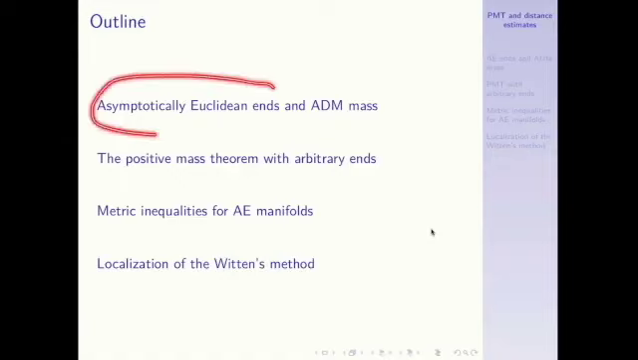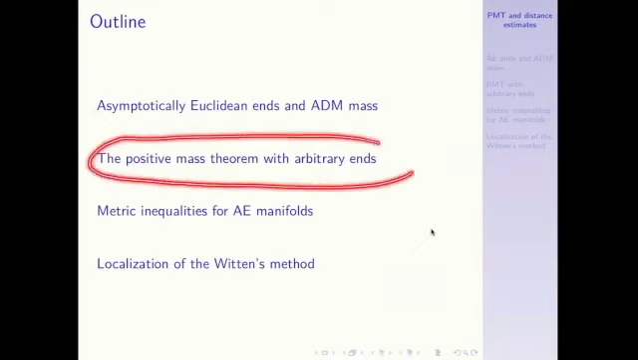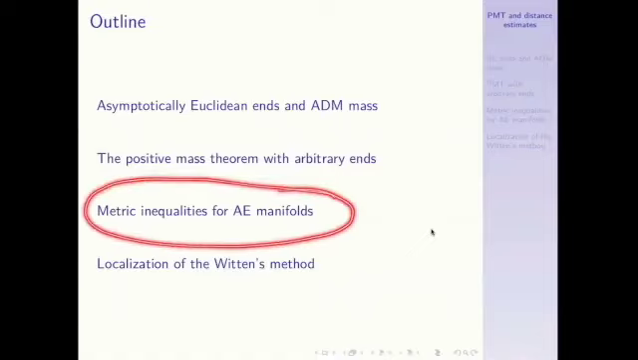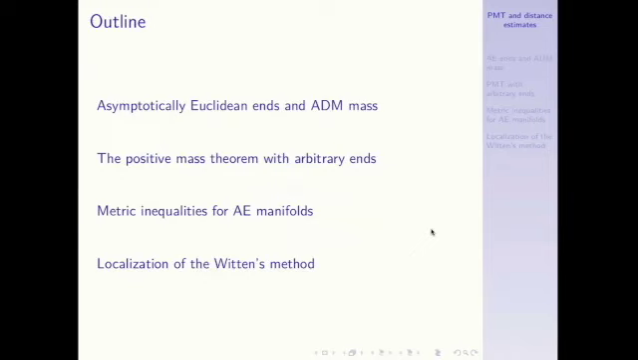In the first part, I will recall the notion of an asymptotically Euclidean end and of the ADM mass. In the second part, I will discuss a localized version of the positive mass theorem. And in the third part, I will present the main metric inequalities that I proved together with Rudolf Zeidler in the spin setting. And finally, in the fourth part, I will give a sketch of the proof.